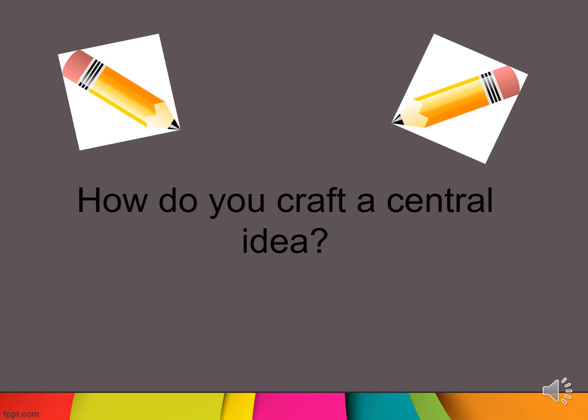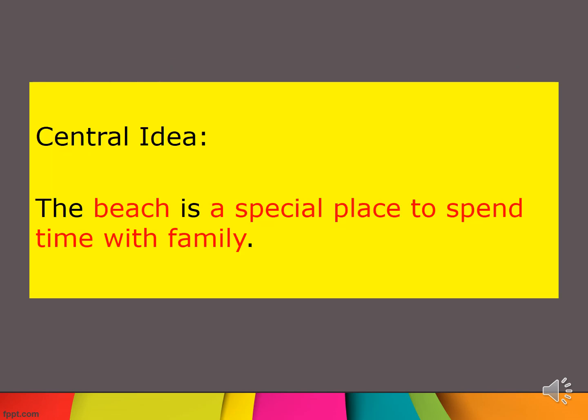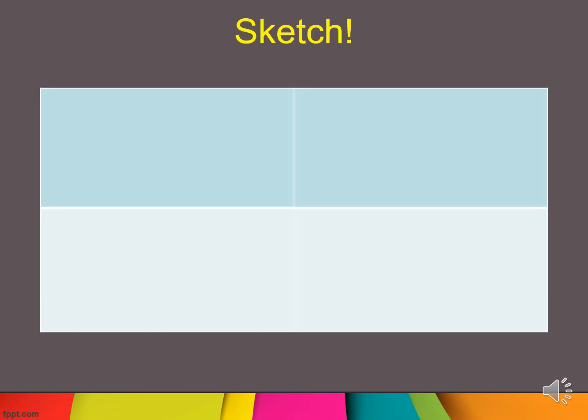So how do you craft a central idea? Well, step 2 would be craft a central idea from the prompt. So let's look at an example of a central idea. The beach is a special place to spend time with my family. So step 3, quickly sketch at least 4 things you like to do at the beach by putting 1 in each box. Notice I said sketch and not draw in great detail. This step is really just about quickly brainstorming ideas to write about later.